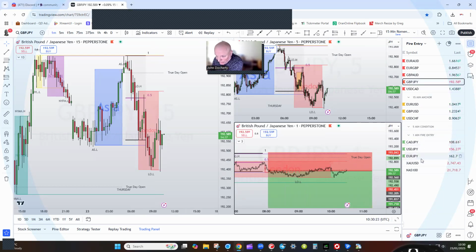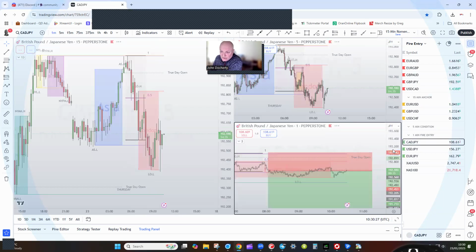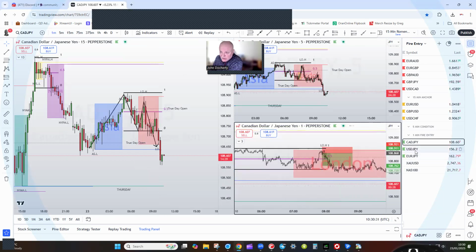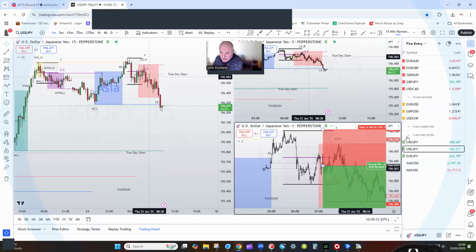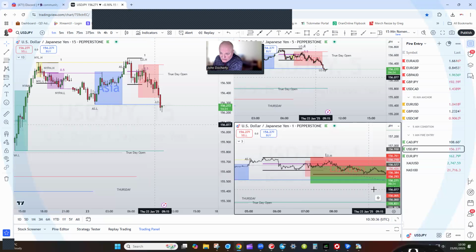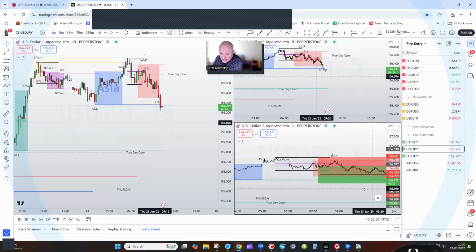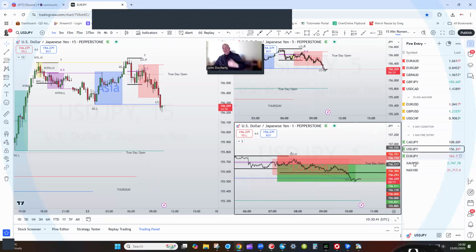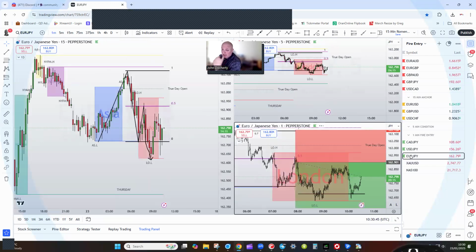So at the minute, we've got 3 pairs. Okay, we've got the CAD-JPY, which we've got 2% winner. You can see clearly there. The USD-JPY, again, this has just gone and tapped into the 2%. So that is a 2% winner. And we've got the EJ, which is still in play, but it has tapped the 1%.